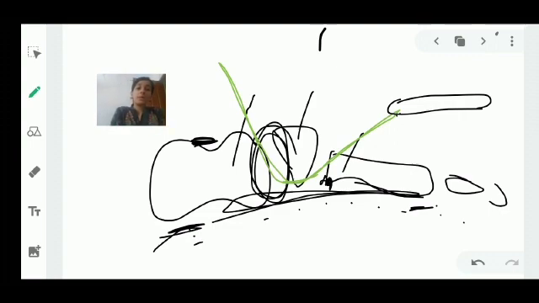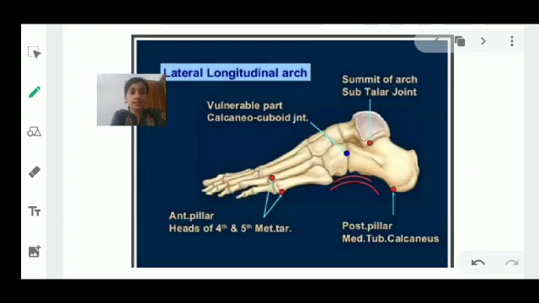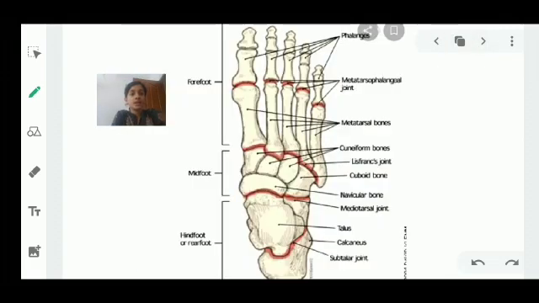So that's all about the lateral longitudinal arch and its supports. I hope it's clear, and now let's move on to the transverse arch. This is the lateral longitudinal arch, the posterior pillar, anterior pillars, calcaneocuboid joint, the summit of this is the summit. Okay. So to talk about the transverse arch.